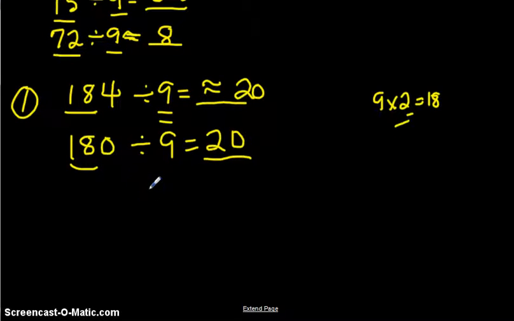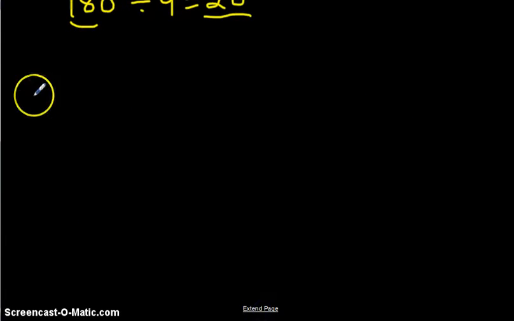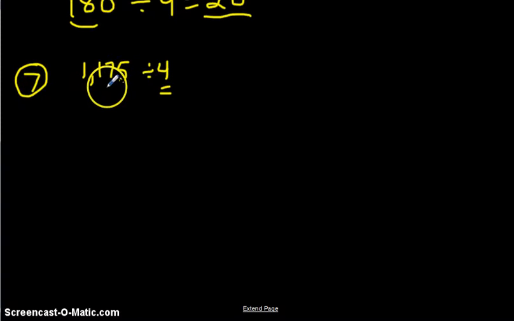Alright, so let's take something a little bit harder. Let's go to number 7. This will be the last example here. Number 7 has 1,175 divided by 4. So again, now I'm thinking, okay, I'm looking at this pretty large number, 1,175. But I'm dividing in groups of 4, so I need to think in groups of 4.